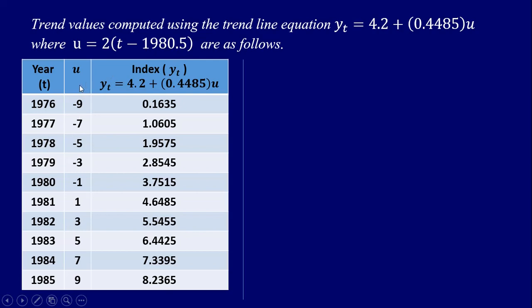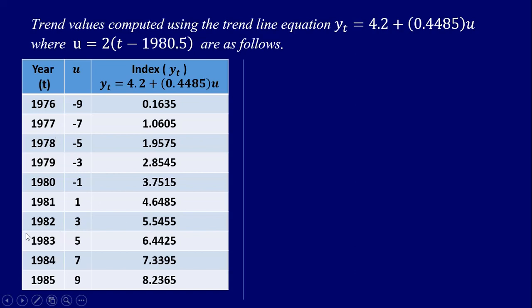In the previous table we already have those values of u, so we use this value of u, minus 9, here. So we get yt is equal to 4.2 plus 0.4485 into minus 9, and then this calculation gives the value of y, that is the index for 1976, which is 0.1635. Using this equation and these values of u we can find the trend values for these years.